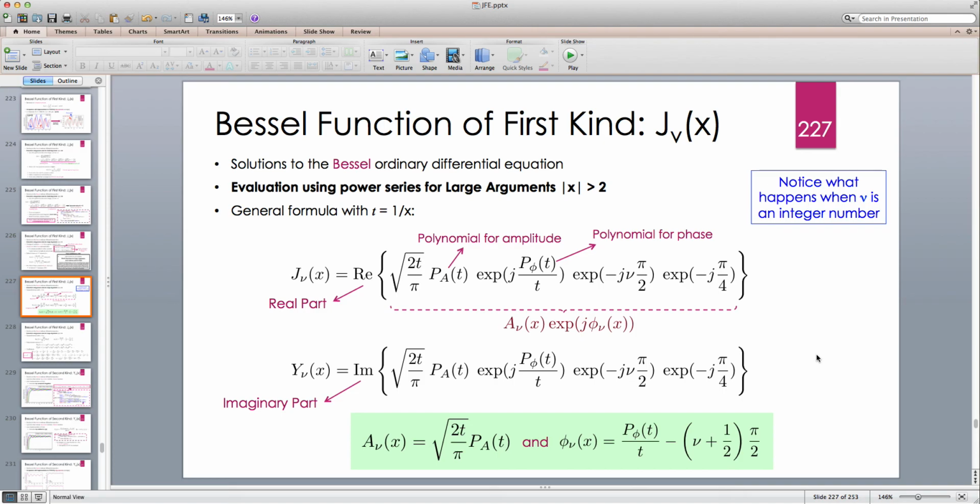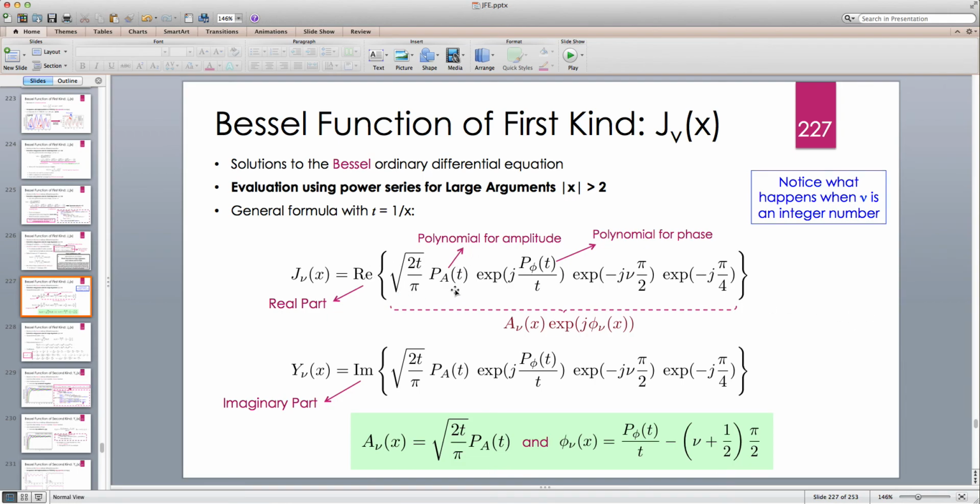So as you can see here, if we calculate this a nu and phi nu, which we calculate based on calculating these polynomials pa and p phi, you see that we can immediately calculate both j nu and y nu, right? We don't need to go look for another expression for y nu. This complex number, its real part is j nu, its imaginary part is y nu, all right?